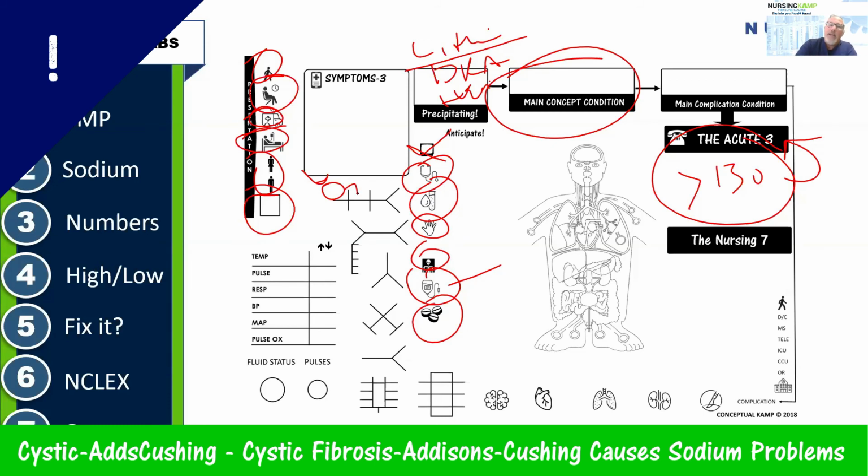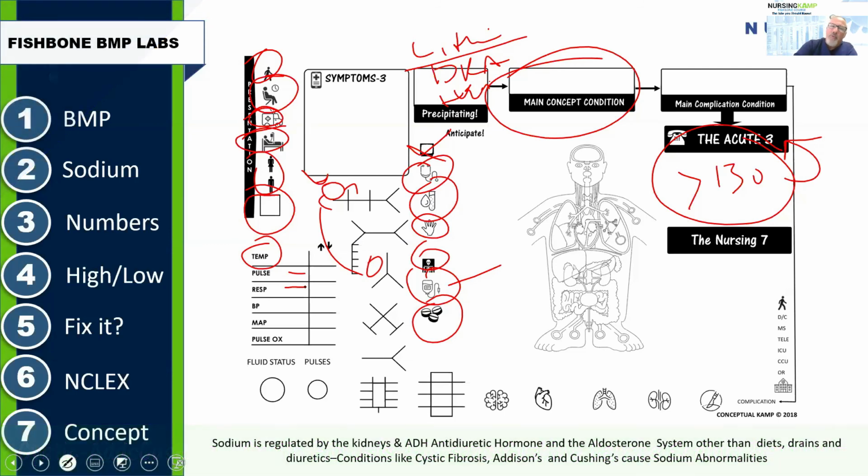Sodium works with chloride and also with potassium and also with calcium. We're going to cover all these labs in this series. Temperature, they'll be high, right? High is dry. Hyper-like symptoms. Pulse will be high in both of them, hyponatremic and hypernatremic. Respiratory more with low, not high. Blood pressure will be low with hyponatremic and hypernatremic. Mean arterial pressure will be low, and pulse ox, not really breathing or oxygenation issues. It's all about fluid status with sodium, and pulses would be weak, thready, or bounding.